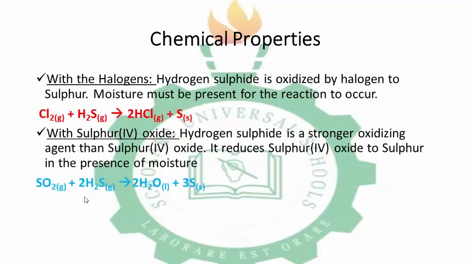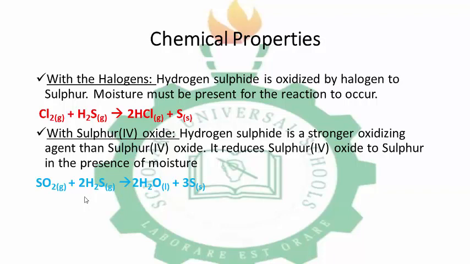Now, under the reducing property of hydrogen sulfide, we have the reaction with halogens. What are halogens? Halogens are the group 7 family: chlorine, fluorine, bromine and iodine. When hydrogen sulfide is made to react with any halogen, the halogen is reduced to the hydrohalide. For example, when chlorine gas is made to react with hydrogen sulfide gas, hydrogen chloride gas is formed with a deposit of sulfur.